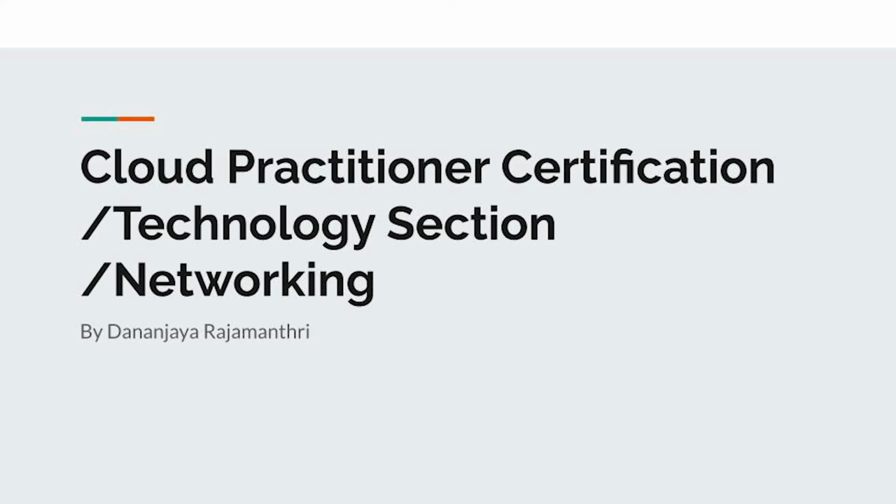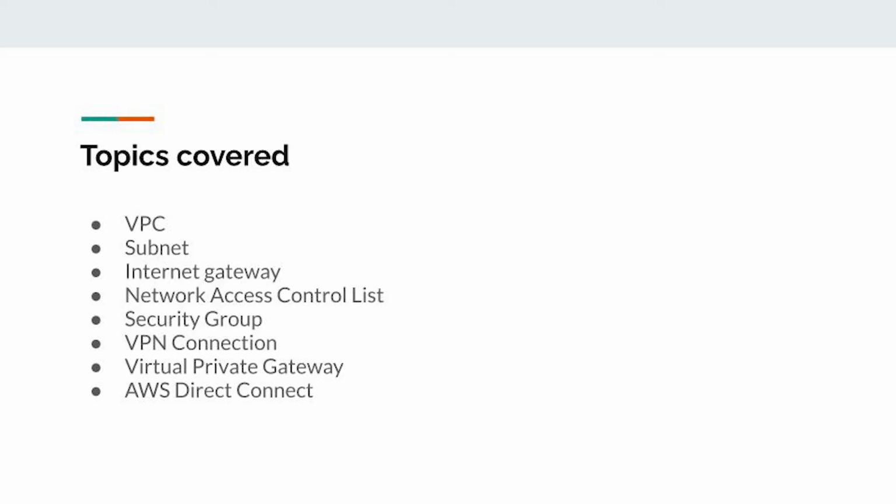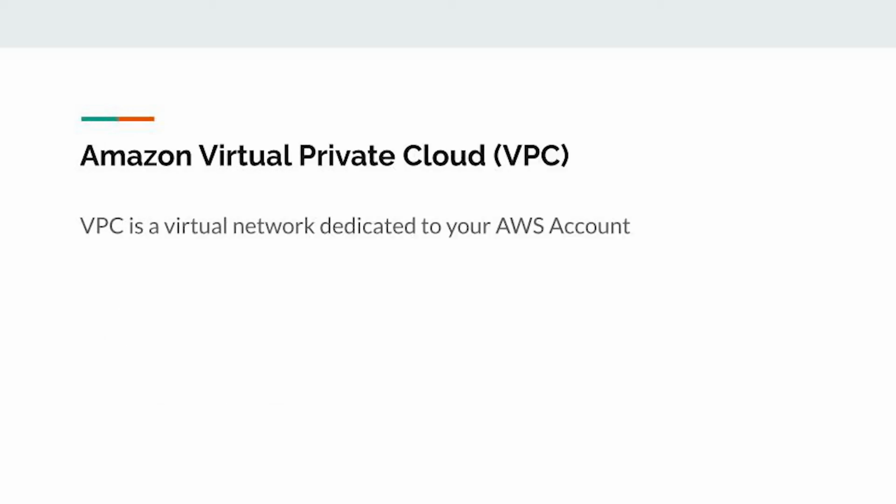AWS Cloud Practitioner Certification, Technology section, Networking. Topics covered: VPC, Subnet, Internet Gateway, Network Access Control List, Security Group, VPN Connection, Virtual Private Gateway, AWS Direct Connect, Route 53, and DNS. First topic: Amazon Virtual Private Cloud, also known as VPC.